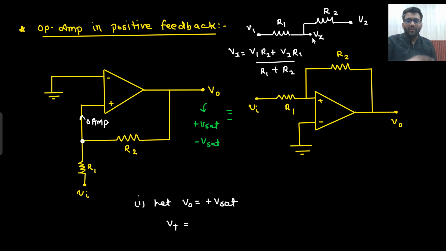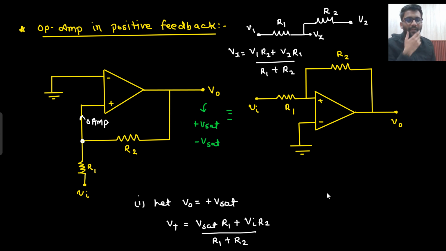Okay. What will be the potential Vx? V1 into R2 plus V2 into R1 divided by R1 plus R2. So similarly here, output is plus Vset. So what will be the potential here? Plus Vset into R1 plus V in into R2 divided by R1 plus R2.